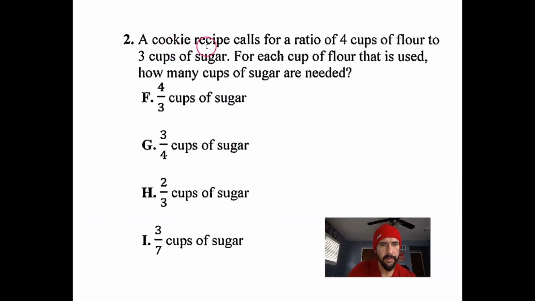Alright, for number 2, it says a cookie recipe calls for a ratio of 4 cups of flour to 3 cups of sugar. So for each cup of flour that is used, how many cups of sugar are needed? So what I need to do here is, let me try a different color this time. Let's try green. It says 4 cups of flour, right, over 3 cups of sugar. And I'll put an F here and an S here, so we don't get them confused.